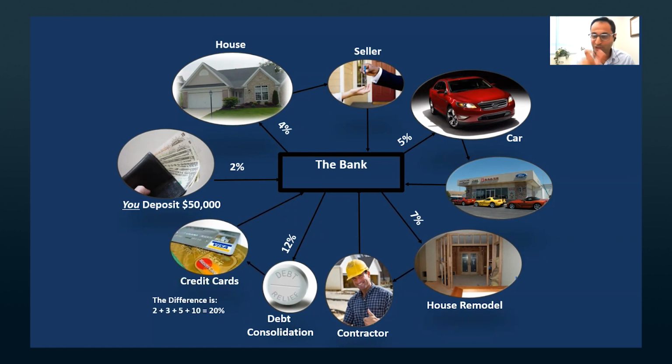So let's go back to the deposit. You deposit at 2% into the bank, and on the first transaction on the house, the bank is charging 4% on the loan. So the spread for the bank in that transaction is 2%. Now they're giving you 2% on your deposit, but they're charging 5% on the car loan. So the spread for the bank in that transaction is 3%. Now they're giving you 2% on your deposit, but for house remodeling, they're charging 7% on the line of credit. The spread for the bank in that transaction is 5%.